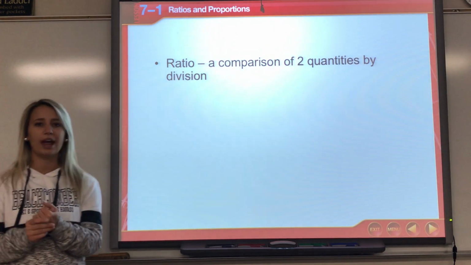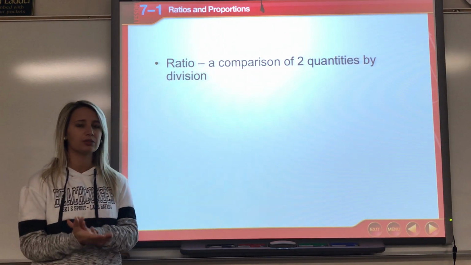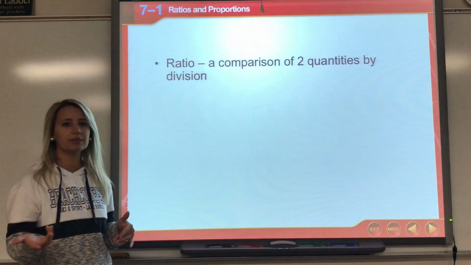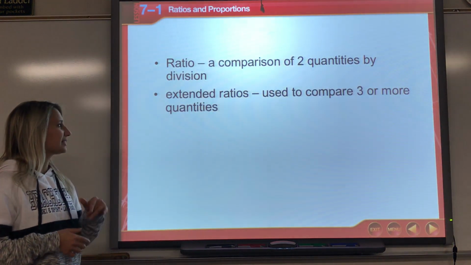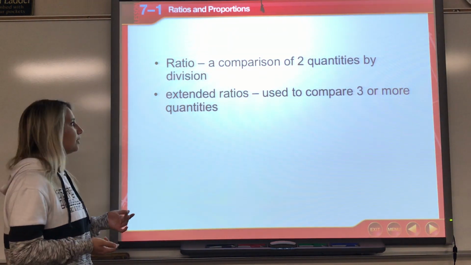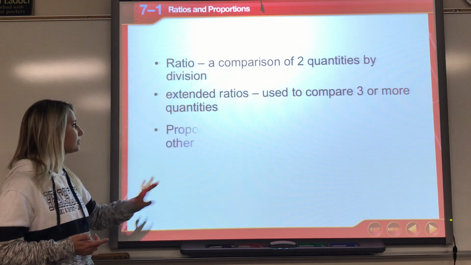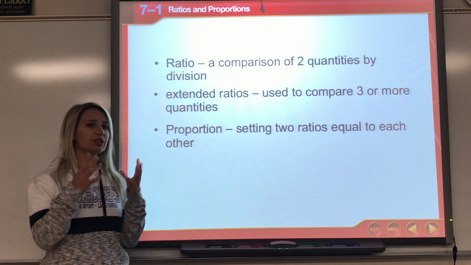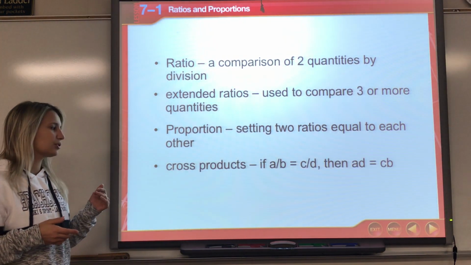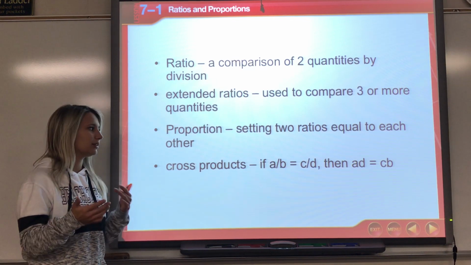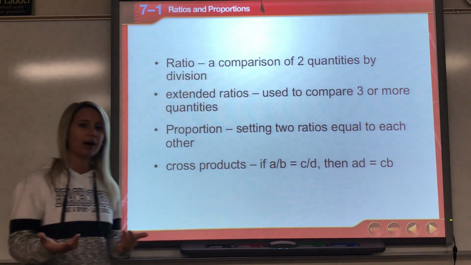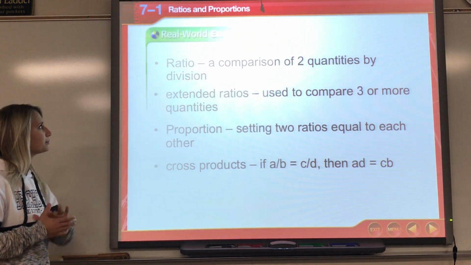Okay, so some new vocabulary. Hopefully we've heard these words and used them before. We have a ratio, which is a comparison of two quantities by division. We have extended ratios, which are used to compare three or more quantities, and we'll use those in a couple examples. We have a proportion, which is setting two ratios equal to each other, and cross products. So if we have A over B equal to C over D, then the product of A and D is equal to the product of C and B, and we'll use that as well.